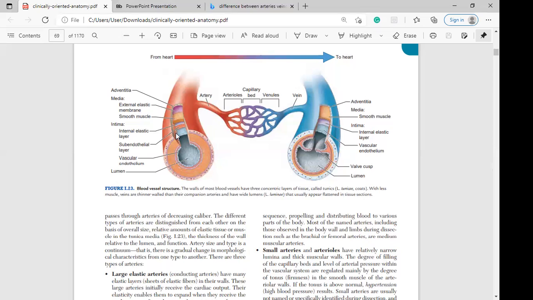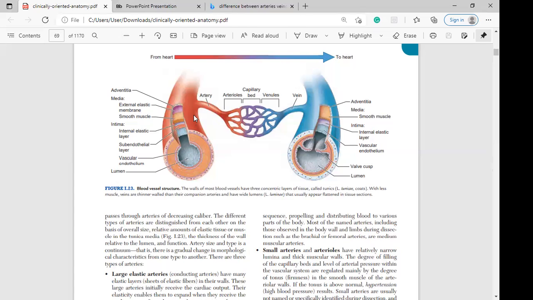So when blood is flowing through the blood vessel, the blood does not come in contact with all of them. So let me ask you this question. When blood is flowing through a blood vessel, which of these layers does the blood come in contact with? The vascular endothelium, which is in the Tunica Intima. Yes, Tunica Intima. So that is where the blood comes in contact with the endothelium.